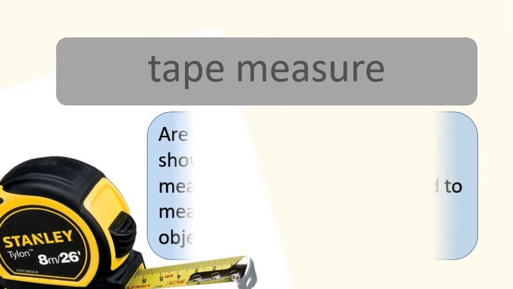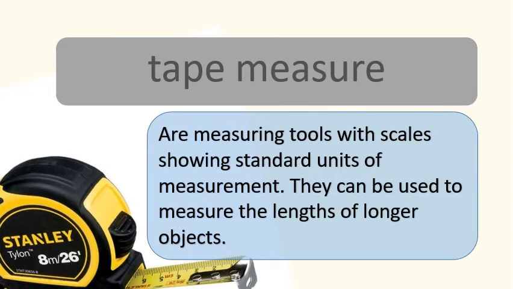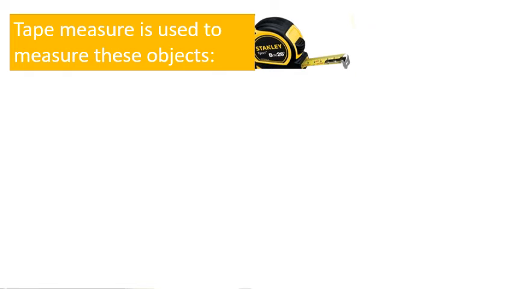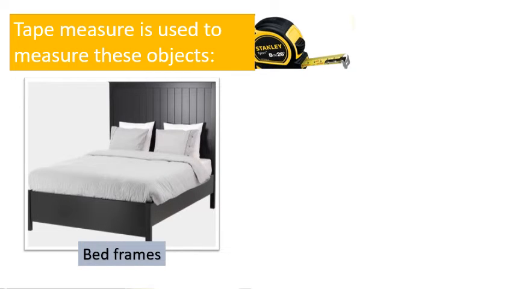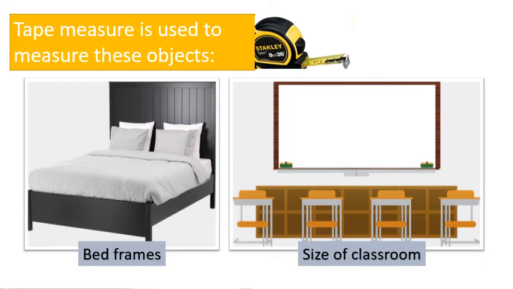Tape measures. Tape measures are also length measuring tools with scales showing standard units of measurement. They can be used to measure the lengths of longer objects, for example, the size of a classroom. Always remember that tape measures are used to measure the length of longer or bigger objects. For example, here we have a bed frame and the size of a classroom. It is best to use a tape measure in measuring the length.